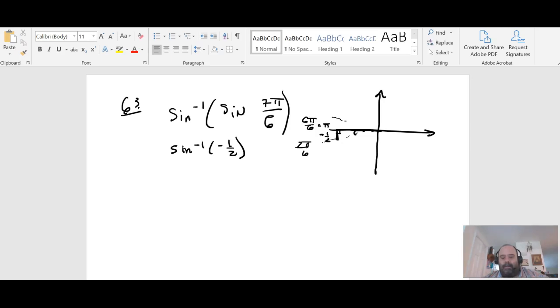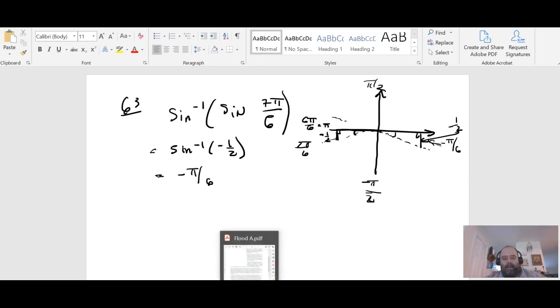is, okay, so remember that the range of the inverse sine is going to be from negative pi over 2 to pi over 2, which means that the reference angle that we want is actually this one, which is negative pi over 6, because that's also going to have the sine being negative 1/2, right? So this is going to give me negative pi over 6 as my answer.